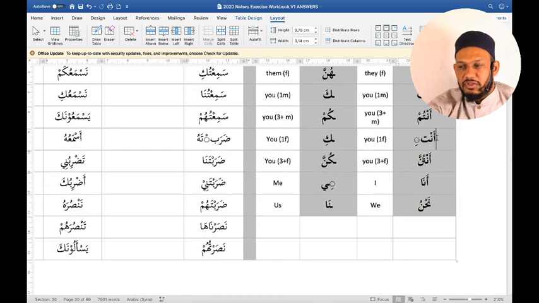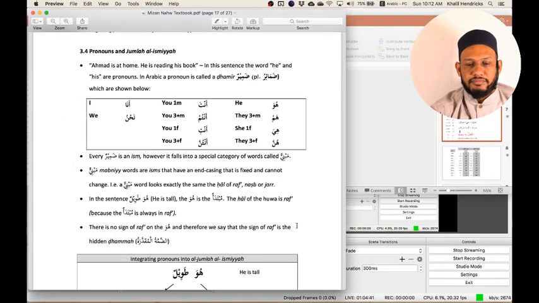The attached version of anti is ki. The attached version of antunna is kunna. The attached version of ana is i or my. And the attached version of nahnu is na. Okay.